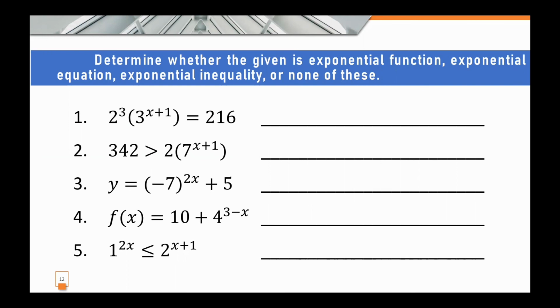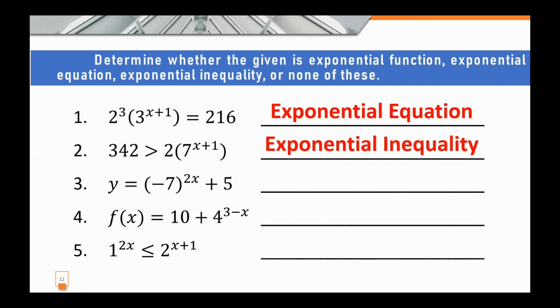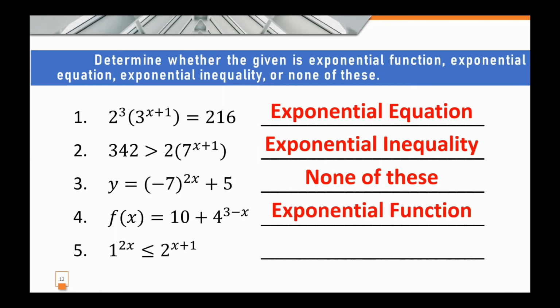Number one is an exponential equation. Number 2, exponential inequality. Number 3, none of this. Why none of this? Because in the expression, the base is a negative number, which is not greater than 0. Number 4, exponential function. And number 5, none of these.